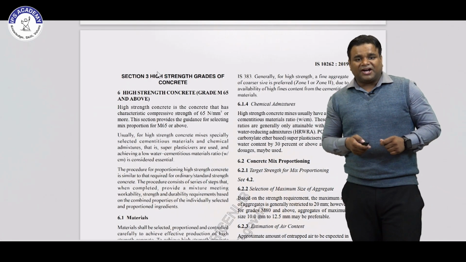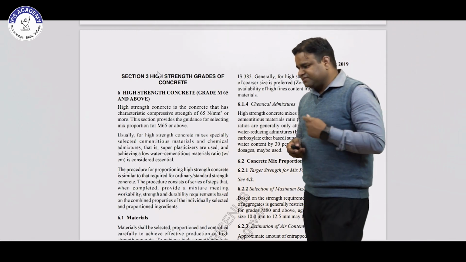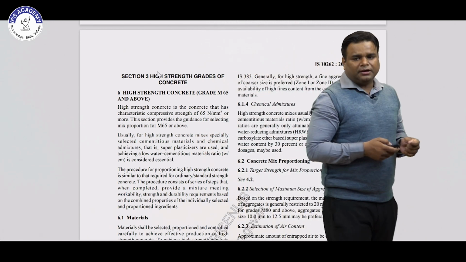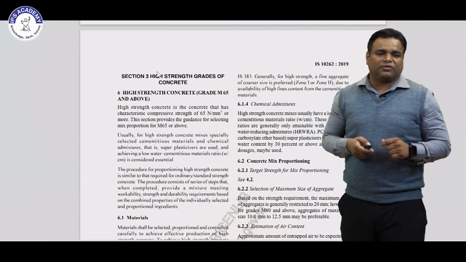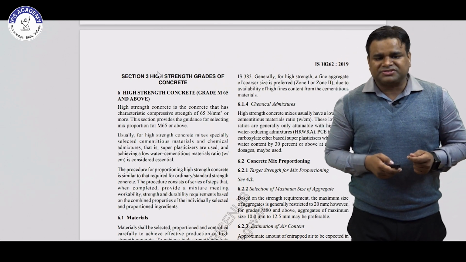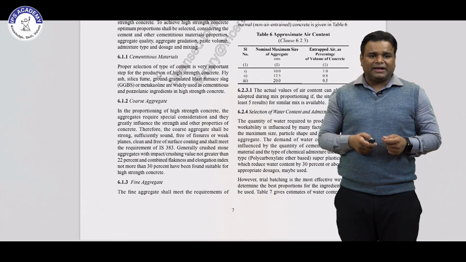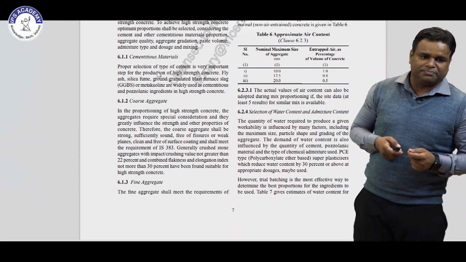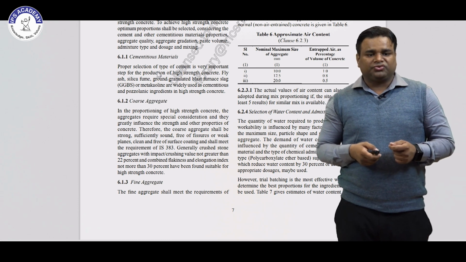Then the next section is high strength concrete. In the first section we will see the general section, and in the second section we will see ordinary and standard concrete. In the third section we will see the high strength grades of concrete from M65 and above, up to 100. In that we have to use different cementitious materials also, just like fly ash, GGBS, silica fume and metakaolin are also used in the concrete.